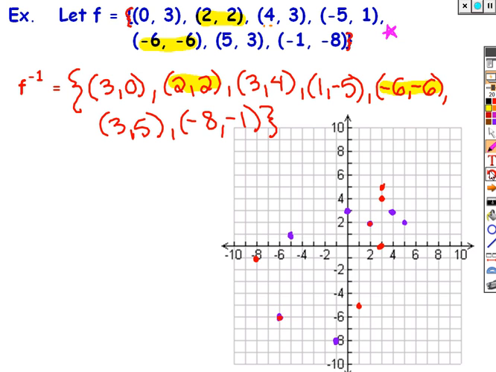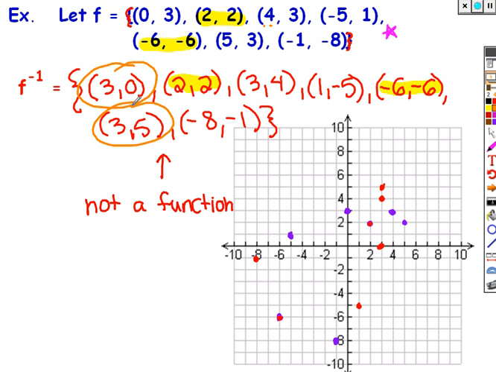Another thing to make a note of is, is the inverse of the original function a function? So is this a function? And your answer should be no, not a function. Where are the problem points? Well, I can see right here, here, and here.